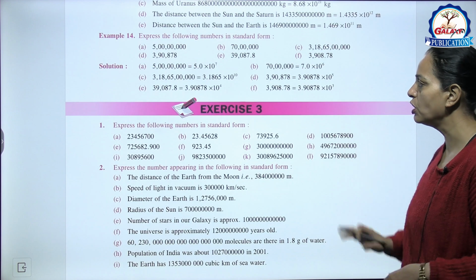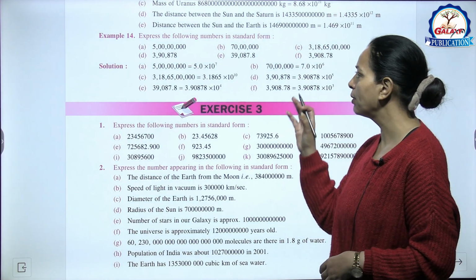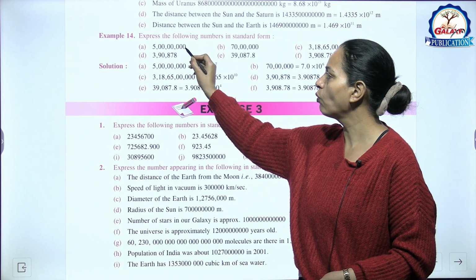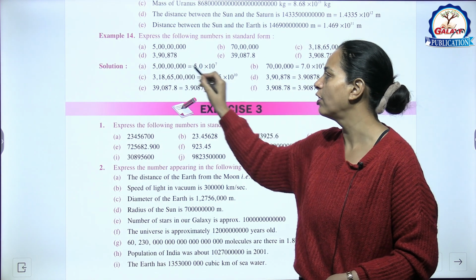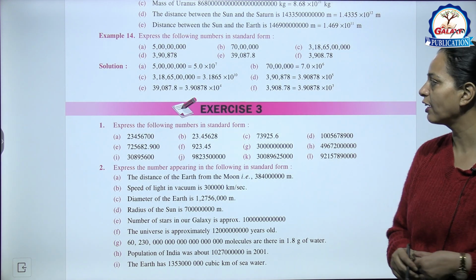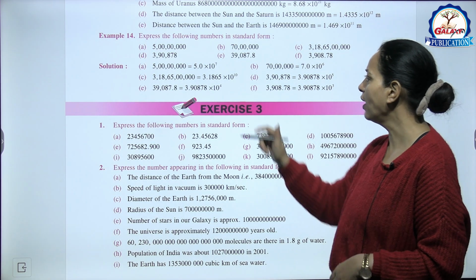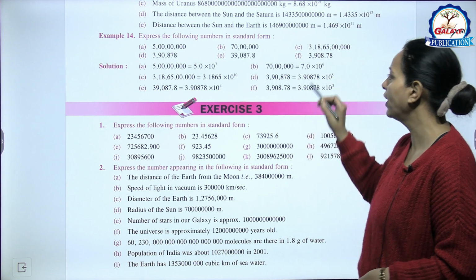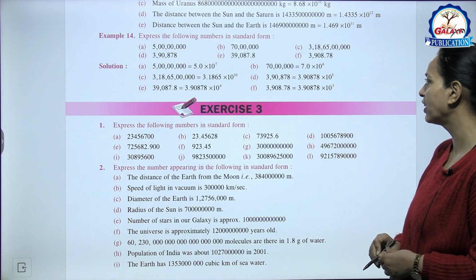Now example 14, express the following numbers in standard form. Like A part, 5 and how many zeros? 1 2 3 4 5 6 7. So 5 into 10 raised to power 7. So this is the standard form, simple. Now B part, here how many zeros? 1 2 3 4 5 6. So 7 into 10 raised to the power 6.